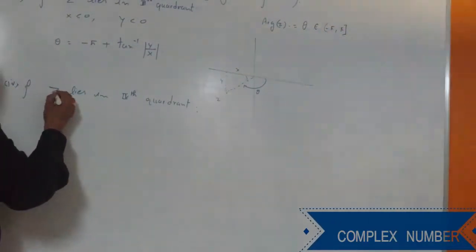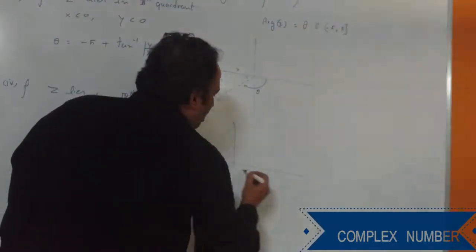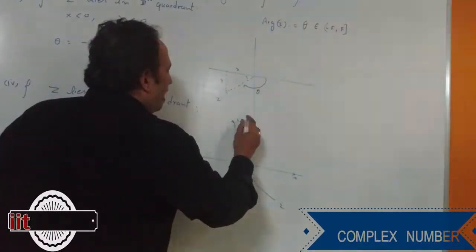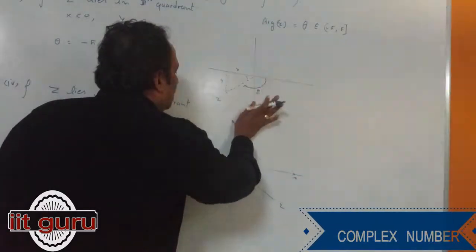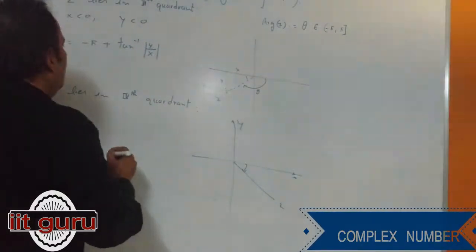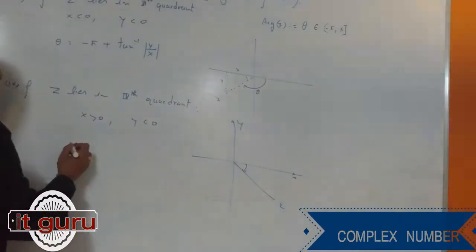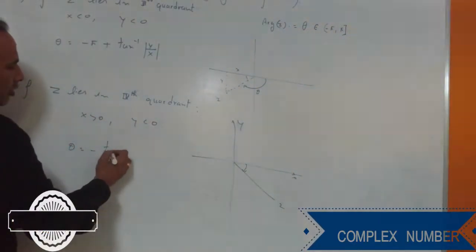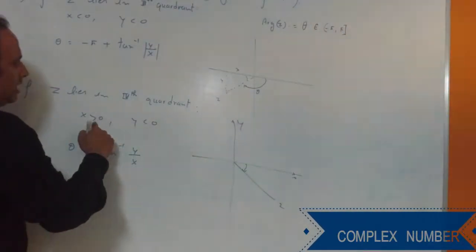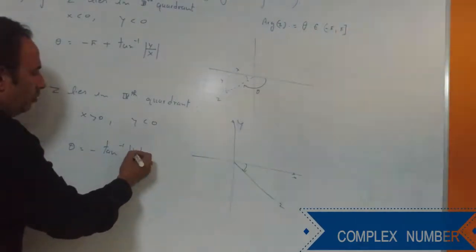Anyhow, if z lies in the fourth quadrant, then what? So z here, this is x, and this is y, and here this is theta. So what we say here? Here x is positive and y is negative. So theta equals minus of tan inverse y upon x. As x is positive, there is no need of putting a mod here. You have to put y mod here.